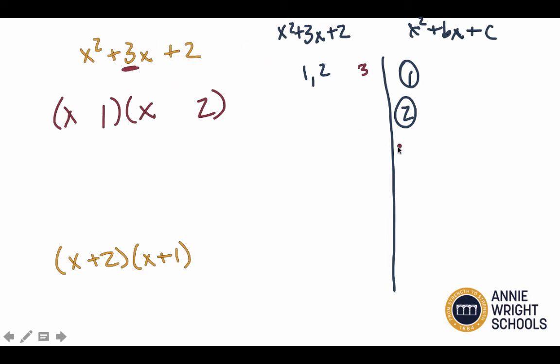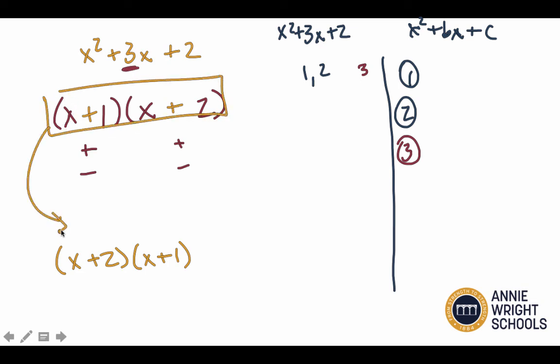And then the third and final thing on the checklist is if this is positive, it's going to go plus plus or minus minus, because the only way to get a positive 2 is to take a positive times a positive or a negative times a negative. Because the 3 is positive, I know what goes here is plus plus. And look, I'm back to that final answer there.